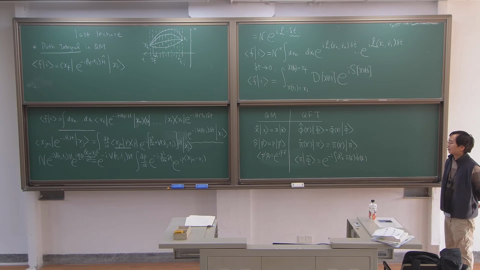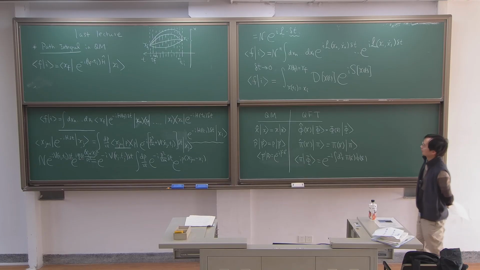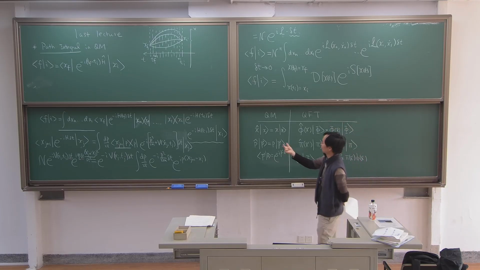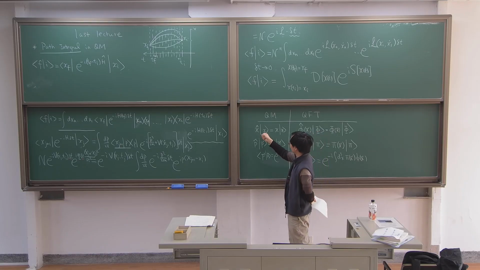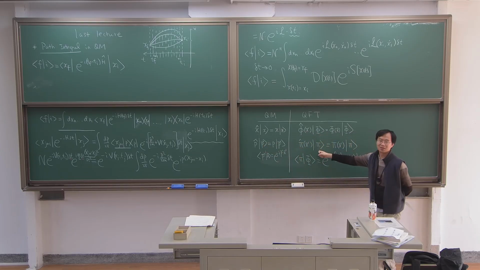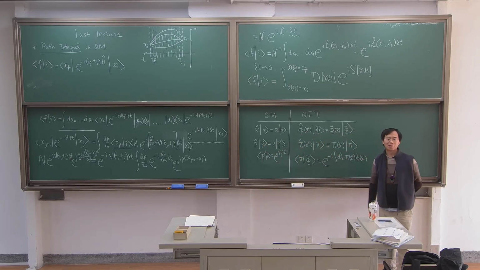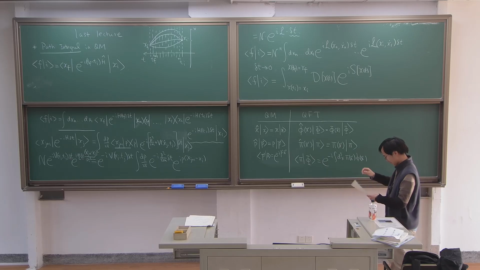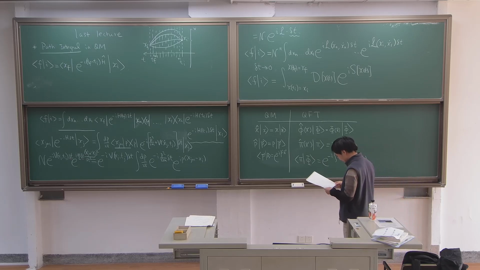So this is why I wrote this table, because we want to make it very clear. In order to find the analogy in field theory, what is the complete set of eigenstates in field theory? It should be phi or pi. Phi or pi. This is just a complete set.